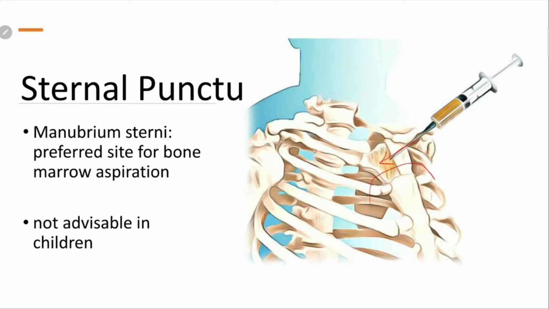The sternal puncture is not advisable in children because in them the plates of the compact bone of the sternum are very thin, and if the needle passes through and through the manubrium, it will damage the arch of the aorta and its branches, leading to fatal hemorrhage.